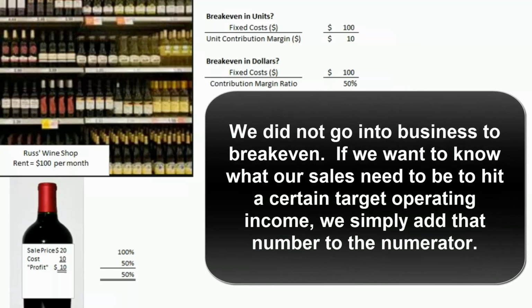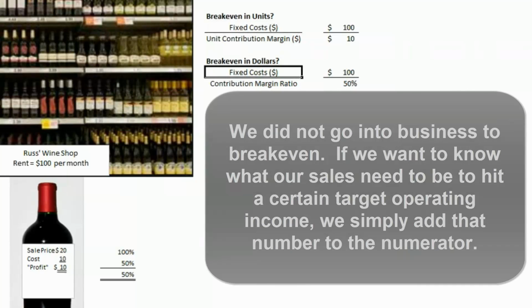Did we go into business to break even? No, we went into business to make operating income. So if we want to figure out how many units we have to sell to hit that target operating income, simply add that number to the numerator. If we want to know our volume in dollars to hit that target operating income, simply add that to the numerator in that formula.